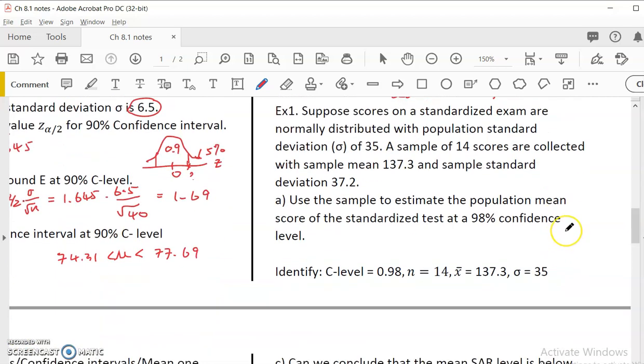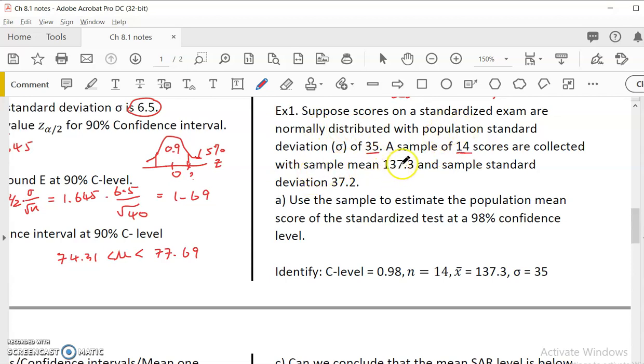Okay, let's do a real example, not a generic one. Suppose scores on a standardized exam are normally distributed, so the original data are normally distributed. The population standard deviation is 35. The sample size is 14, which is lower than 30, but I know the original data is normal, so this is fine. X bar is still normal.